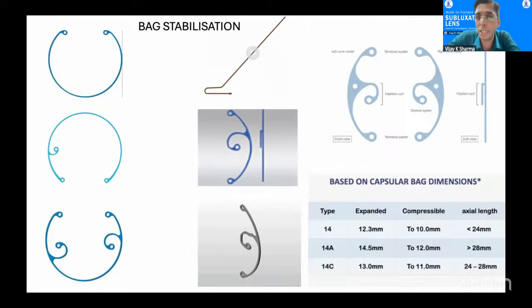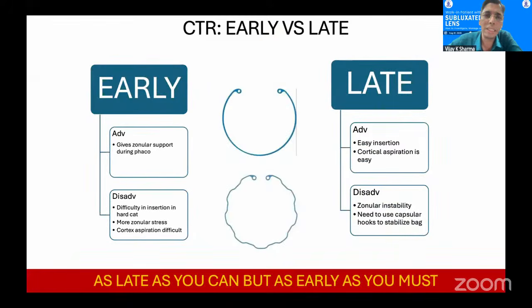capsular hooks compared to iris hooks, because iris hooks are usually rigid. They provide support at the capsulorhexis margin, but the capsular hooks provide support till the equator. So there are better options available for giving support in cases of subluxated lenses.